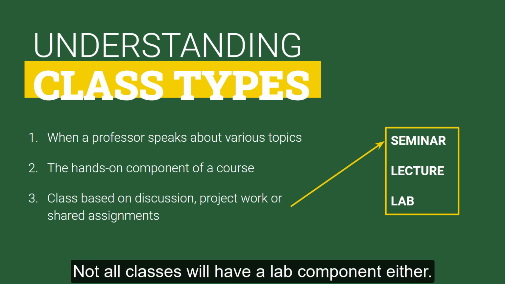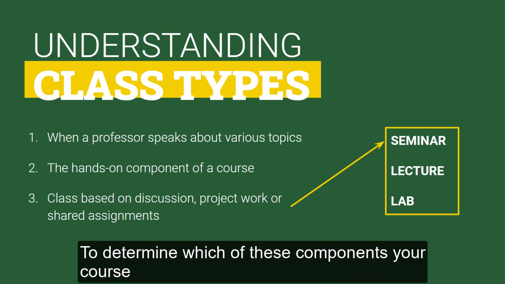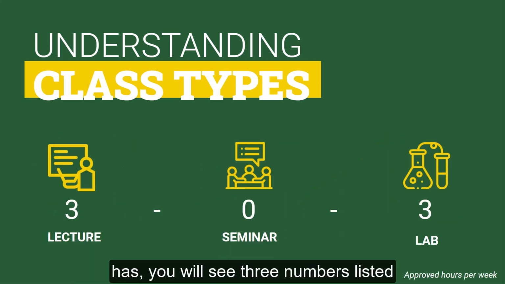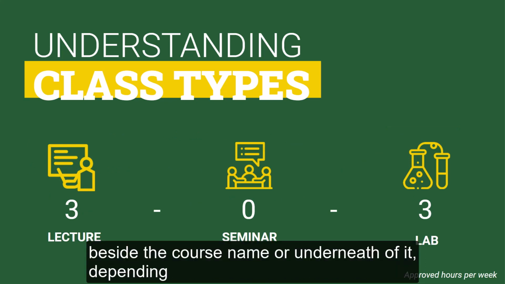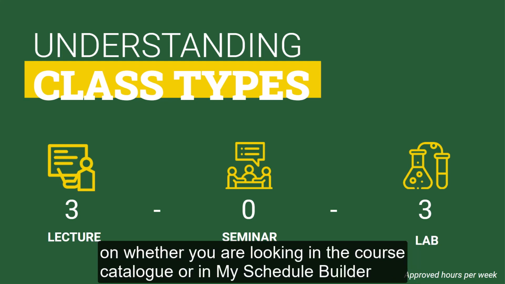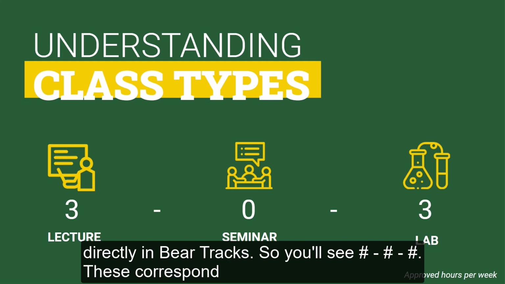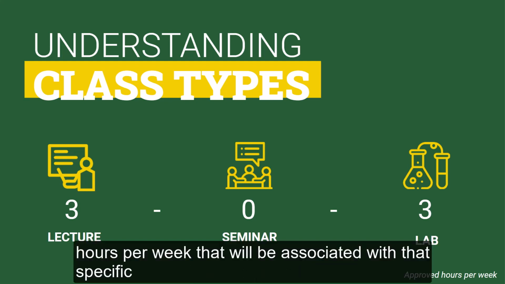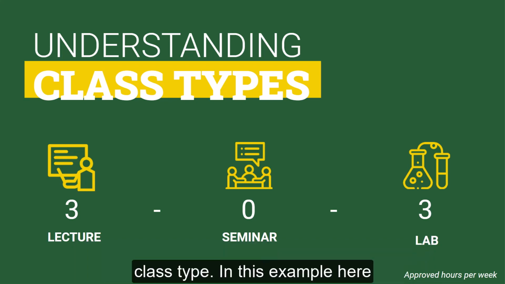The majority of courses will not have a seminar component, but I do need to mention it. Not all classes will have a lab component either. To determine which of these components your course has, you will see 3 numbers listed beside the course name or underneath of it, depending on whether you're looking in the course catalog or in My Schedule Builder directly in Bear Tracks. So you'll see number dash number dash number. These correspond to the approved hours per week that will be associated with that specific class type.